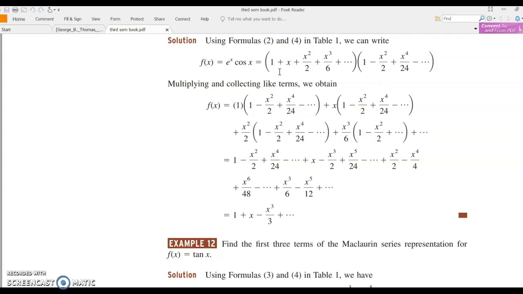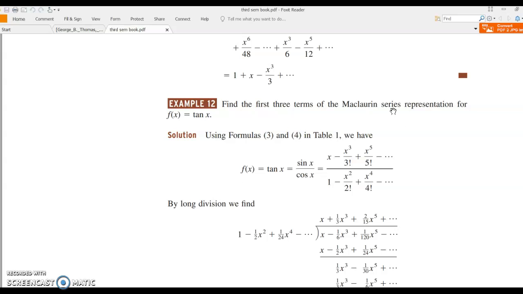Look here, that is 1 plus 1 into 1. First of all, we have to multiply 1 with the whole term, 1 minus x squared by 2 plus x^4 by 24 minus etc. Again plus x into this term, plus x squared by 2 into this term, plus x cubed by 6 into this term, and so on. Finally, we will get 1 plus x minus x cubed by 3 plus etc.